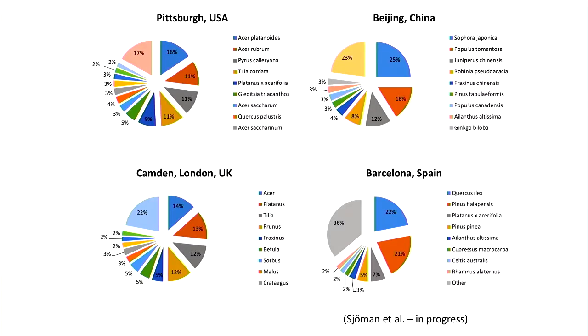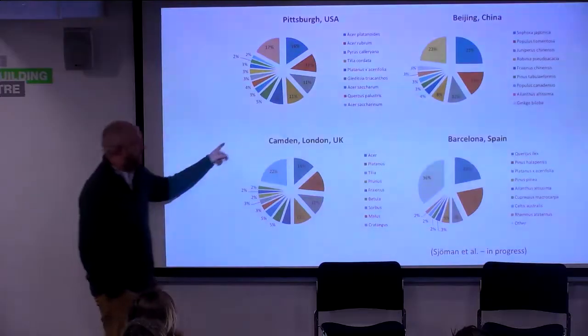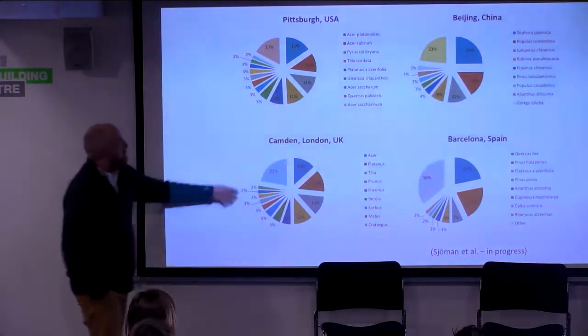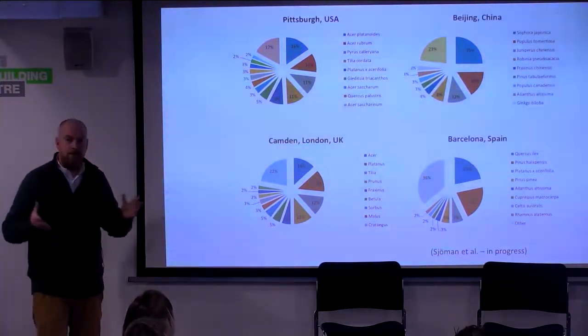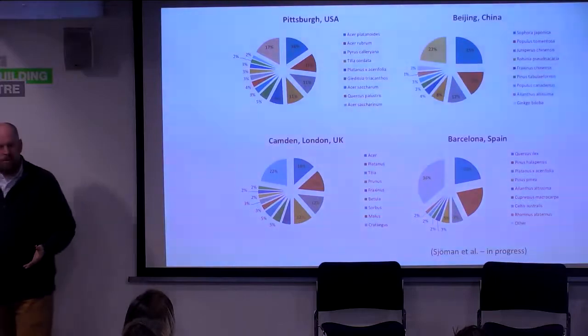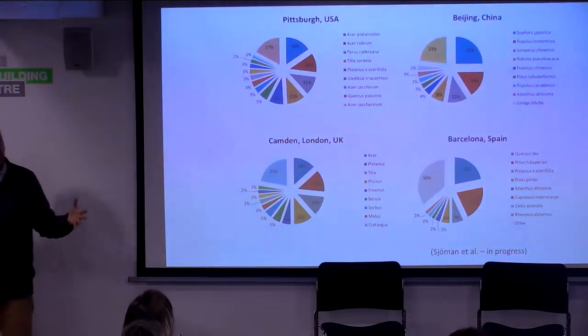This is a paper we did when we were reviewing tree inventories around the world. You can see, are we in Camden now? We are. All right, here you go. This is Camden alone, Pittsburgh, Beijing, Barcelona. Same thing. Two to three species of trees account for more than half of the tree population. And this is stupid. It's also very, very dangerous. I will come back to that very soon.